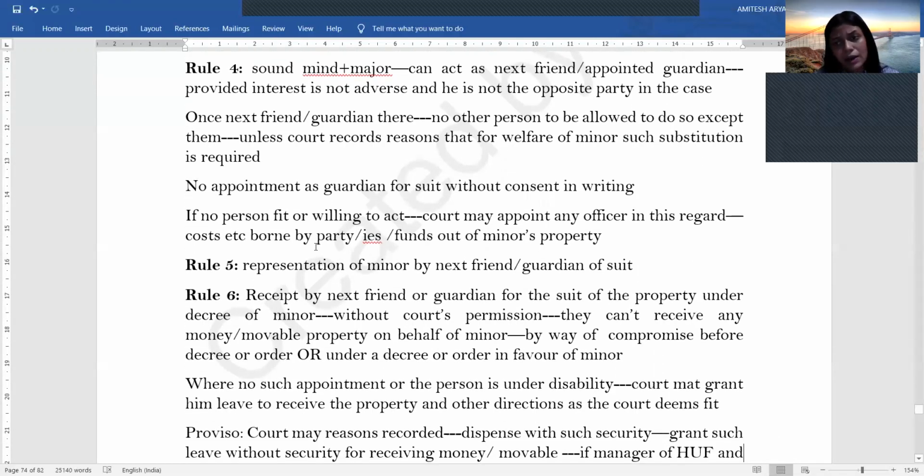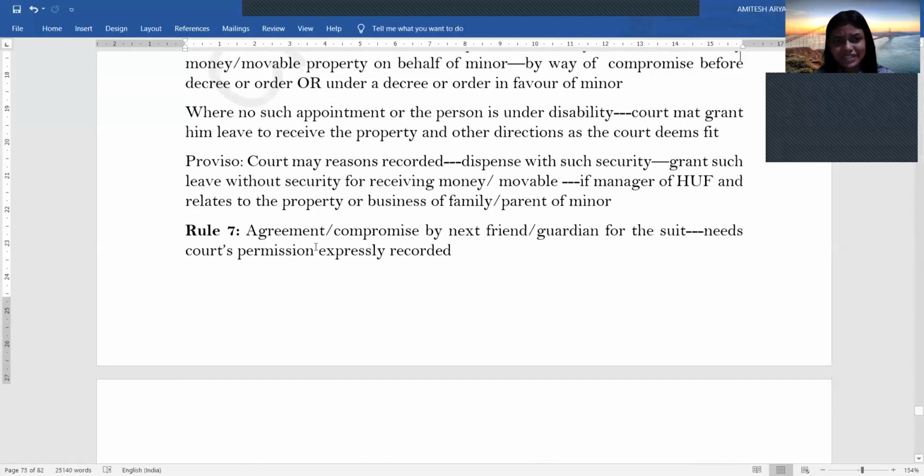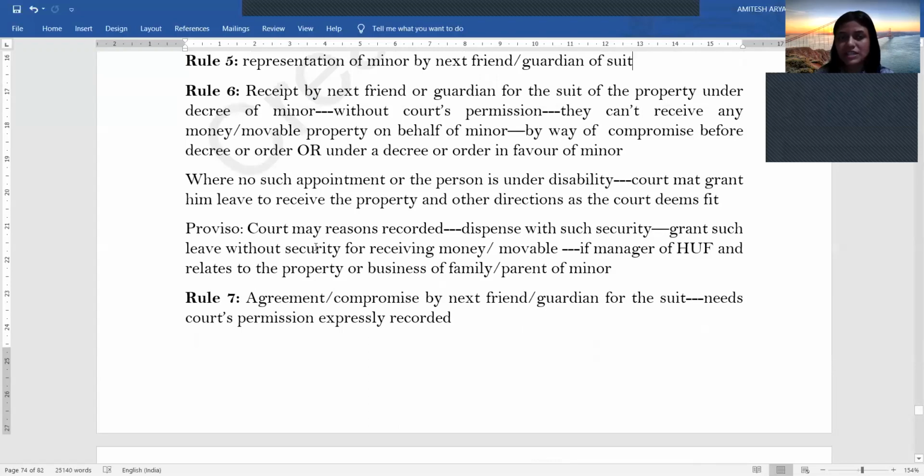So a minor is always represented by a next friend or a guardian of a suit, a guardian in a suit. Now, Rule 6 is saying that receipt by the next friend or guardian for the suit of the property under the decree of the minor. Now, here, without the court's permission, they cannot receive any money or movable property on behalf of the minor, or enter into any compromise, etc., or get any order, decree, anything of such sort cannot be done without taking the court's permission. Now, where no such appointment has been made or the person is under a disability, then the court may grant him leave, when it feels that there's no such problem, to receive the property and all other directions that the court may give in this regard.